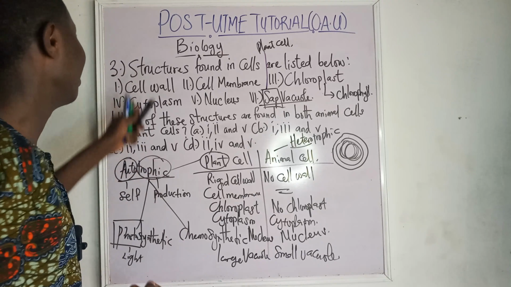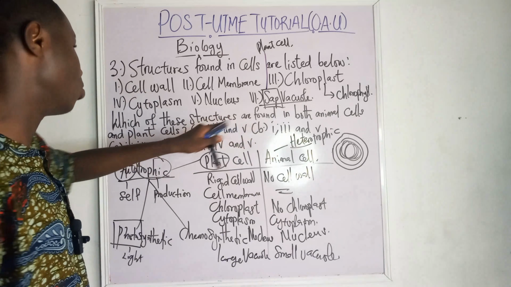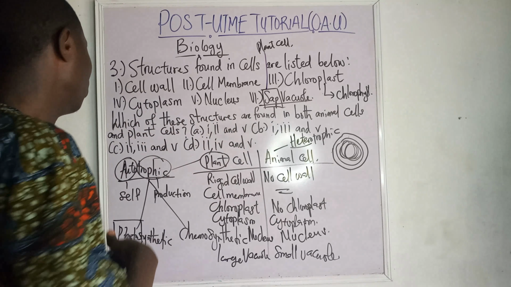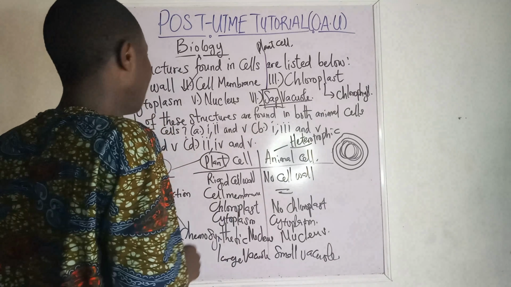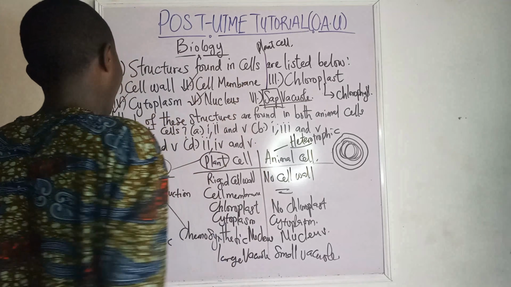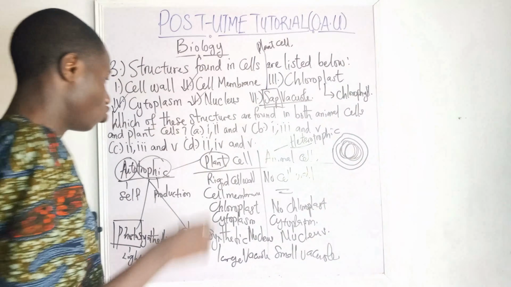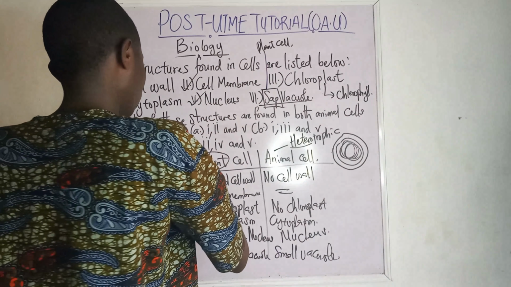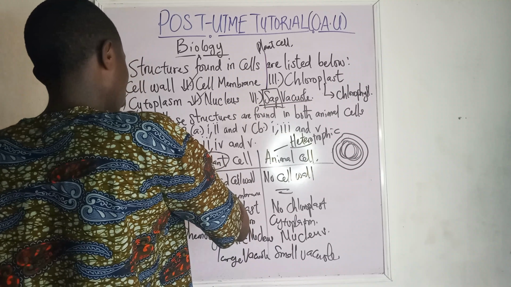So they said we should look at the structures found in both of them. So what is found in both of them? Cell membrane is found in both of them. Cytoplasm is found in both of them. Nucleus is found in both of them. So our answer will be 2, 4, 5. So our answer is what?